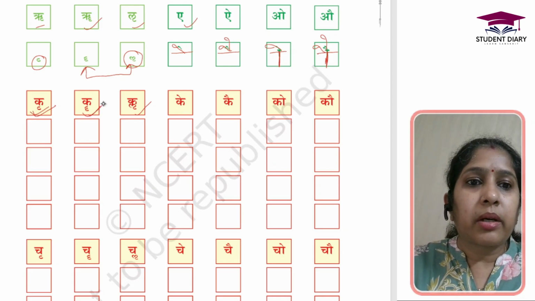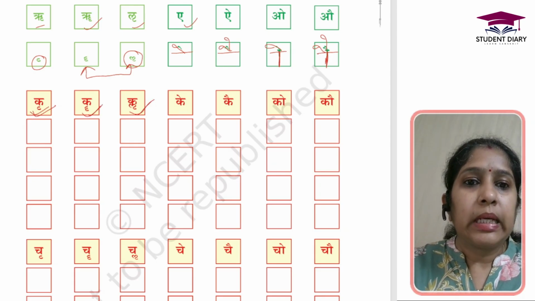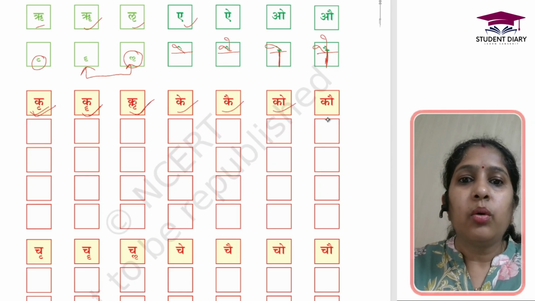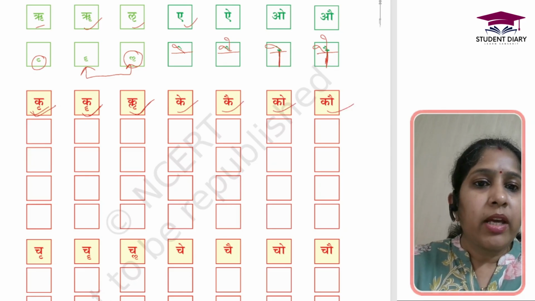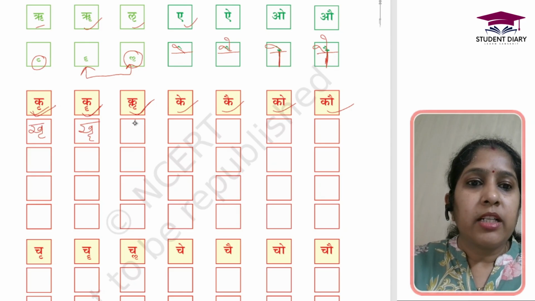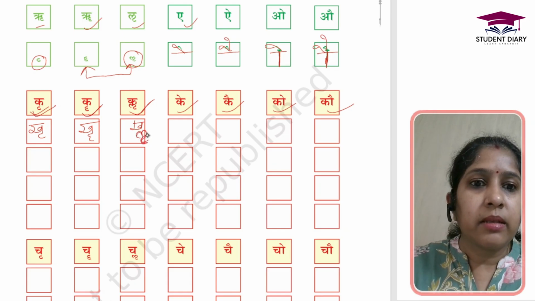It's kru, kru, kru, ke, kai, ko, kau. Correct? Same way we can make it for kha. So it is kru, then it is going to be kru two times, and then it is going to be kha, and then this is like this. I hope everyone is able to make it like this.